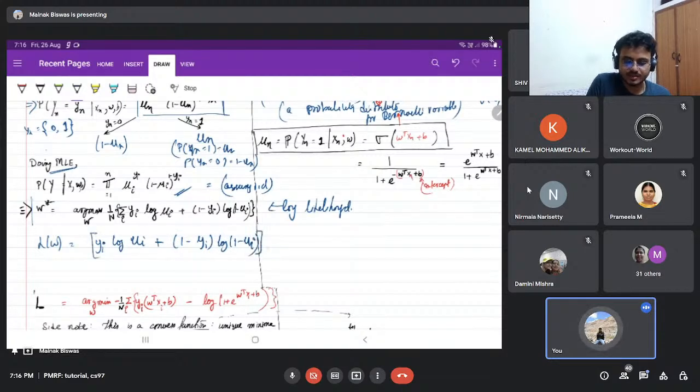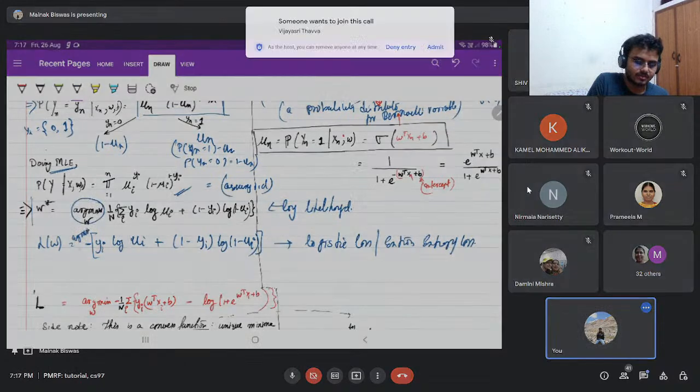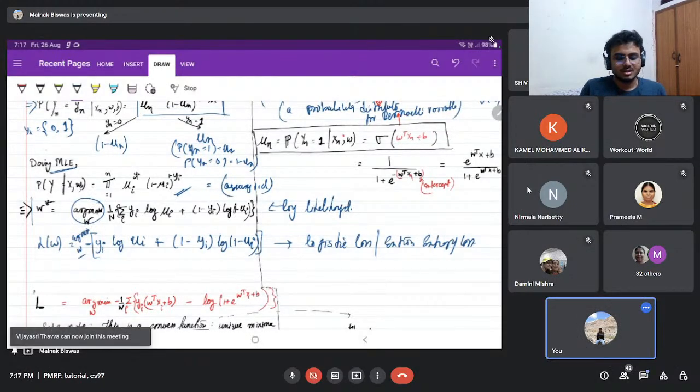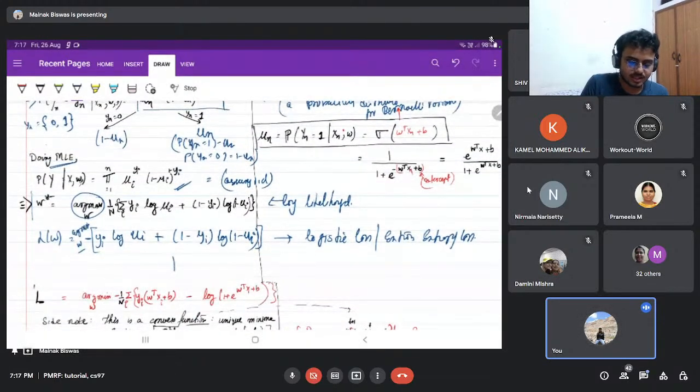This is known as the logistic loss or the cross entropy loss. You put a negative because you are trying to find argmax, whereas here the objective is to find argmin. So this can be written as this equation here. I'll show you how, so that will be helping you.